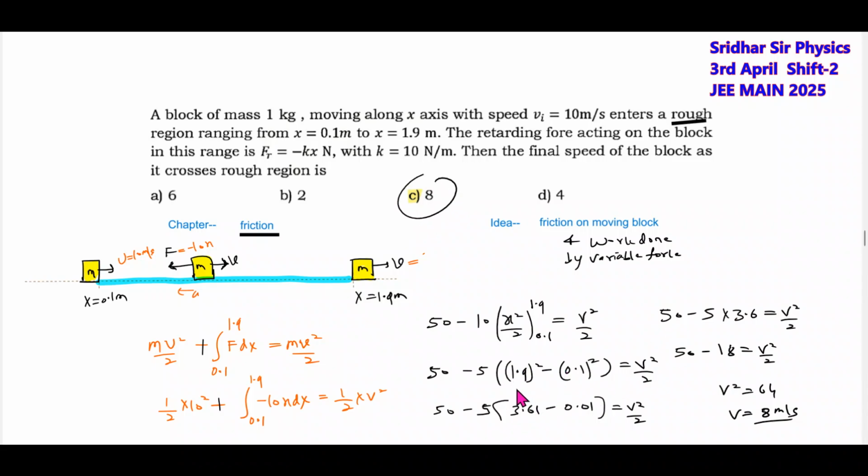This part you look at. There's work done by a variable force, and that force is a retarding force. That's why the speed will decrease. It entered with speed 10 meter per second, and here it is 8 meter per second. Work done by variable force concept.